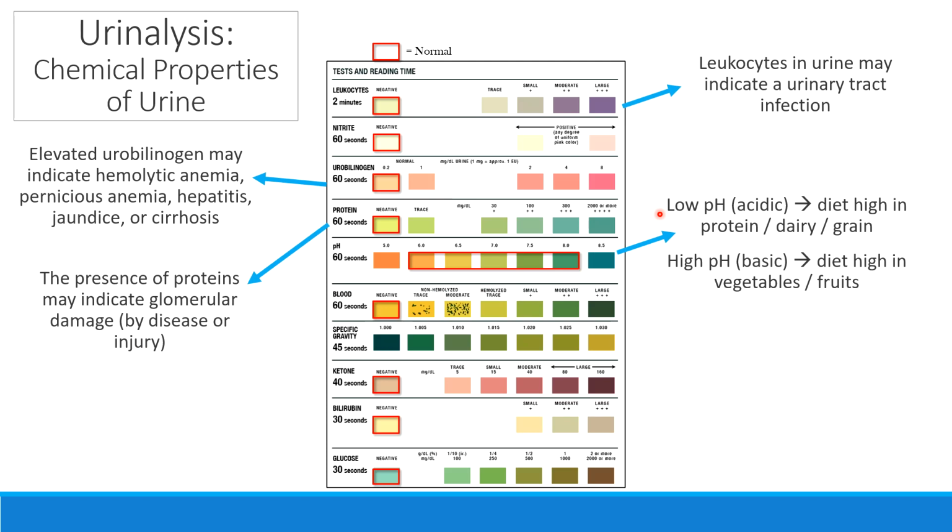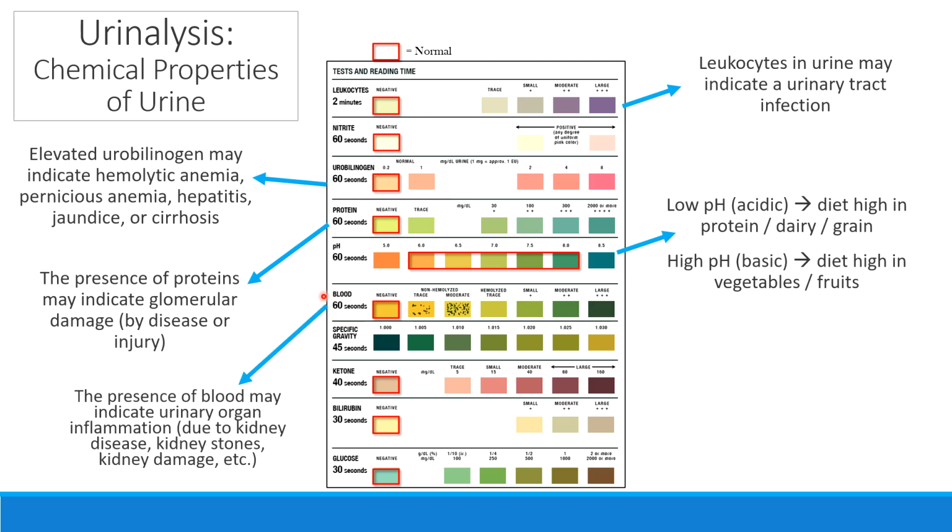When we look at the patient's pH, normal pH of urine is anywhere from about 6 to 8. As we start getting outside the range, either too high or too low, that can be a pretty good indicator of what's going on with a patient's diet. So if a patient has very acidic urine, so something lower than 6, likely their diet is very rich in proteins, dairies, or grains, whereas a higher pH may be caused by things like a diet rich in vegetables or fruits. So pH is very strongly impacted by a patient's diet.